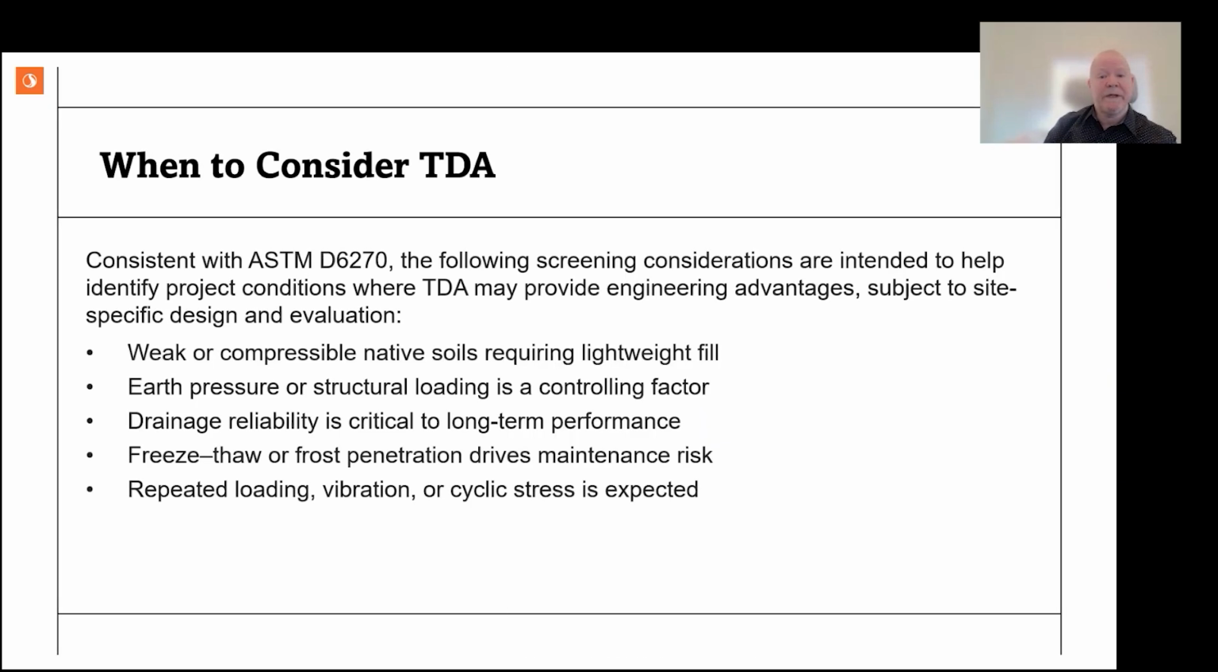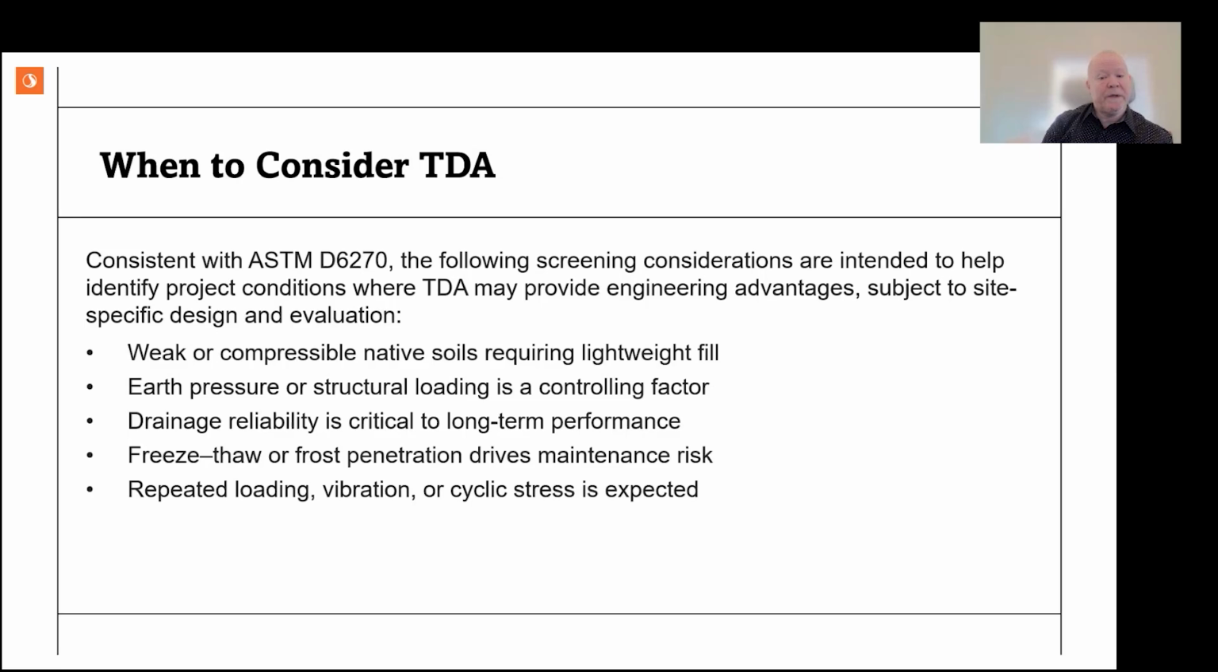When to consider TDA on your projects. Consistent with ASTM guidance, the following considerations are intended to help identify project conditions where TDA may provide engineering advantages. So when you have projects or sites where we have weak or compressible soils that require lightweight fill. Another example is earth pressures are a controlling factor. Another one is drainage applications where they're critical to long-term performance. Freeze thaw or frost penetration that drives maintenance risks. And last but not least, the repeated loading, vibration, and cyclic loading where those loadings are expected.